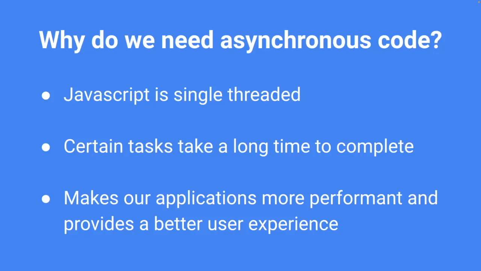And oftentimes we run into certain tasks that take a really long time to complete. If we don't use asynchronous code to handle these tasks, then our application would essentially freeze while we're waiting for this job to be finished. If we use asynchronous code, we can run other operations in the meantime and come back to our asynchronous code later so our application isn't stuck in this frozen state. This makes our application more performant and provides a better user experience.